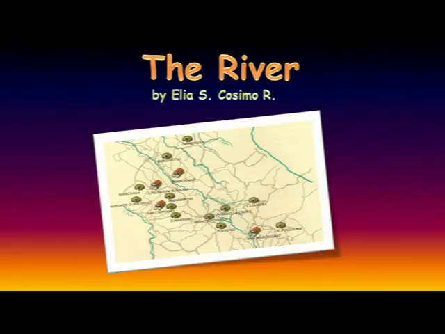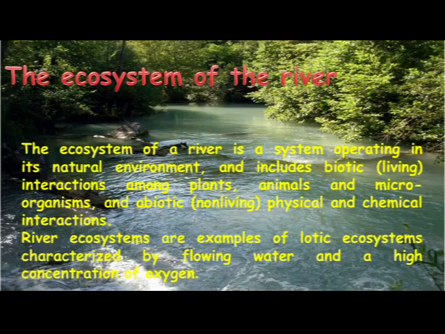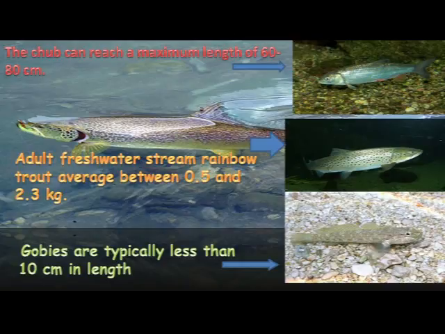The River by Elia and Cosimo. The ecosystem of the river is a system operating in its natural environment and includes biotic living interaction among plants, animals, and microorganisms, and abiotic non-living physical and chemical interaction. River ecosystems are examples of flowing ecosystems characterized by flowing water and high concentration of oxygen. The chub can reach a maximum length of 60 to 80 centimeters. Adult freshwater stream rainbow trout range between 0.5 and 2.3 kg. Gobies are typically less than 10 centimeters in length.